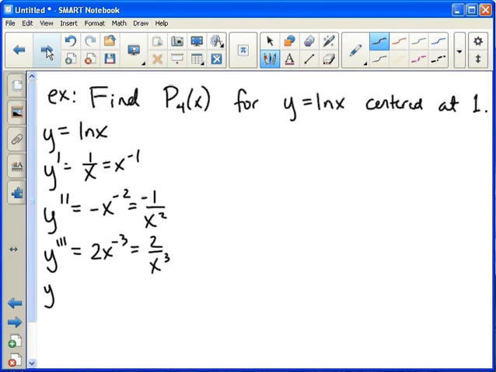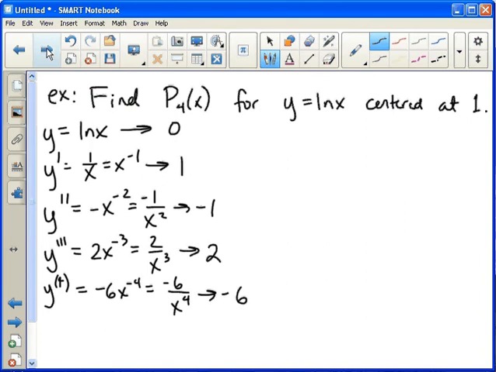Fourth derivative will be negative 6x to the negative 4, or negative 6 over x to the 4th. Okay, so now we're centered at 1 again, so we plug in 1 and see what we get. Natural log of 1 is 0. 1 over 1 is 1. Negative 1 over 1 is negative 1. 2 over 1 is 2. Negative 6 over 1 is negative 6.